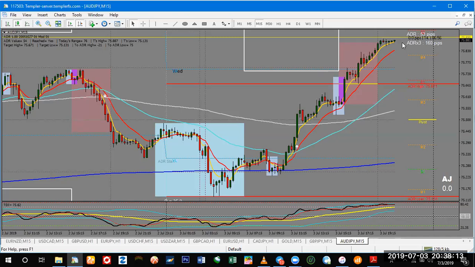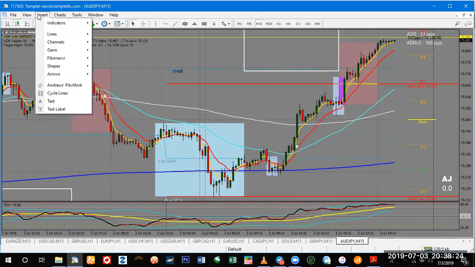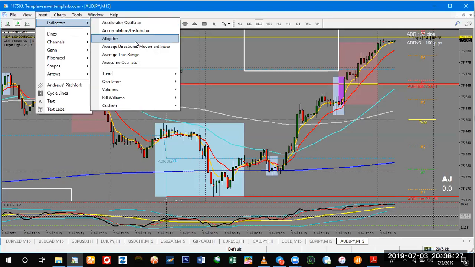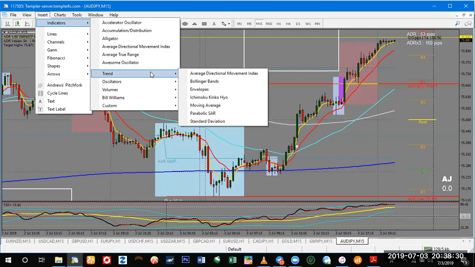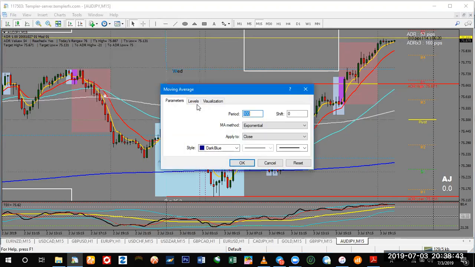So today we are going to talk about the moving averages. Moving average is an indicator which shows the trend. This indicator was designed specifically to show trend. That's why when you go to indicators here and you go to the trend, you find that the moving average is here. The parameters here: we have the period, the shift, the moving average method, and what it applies to.